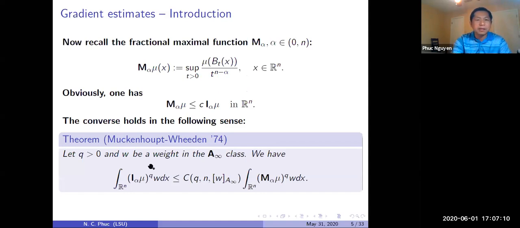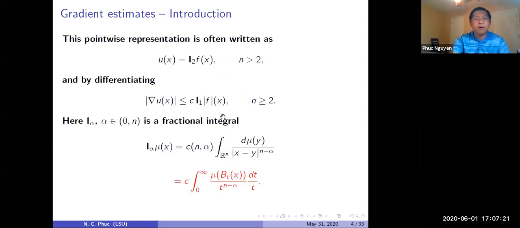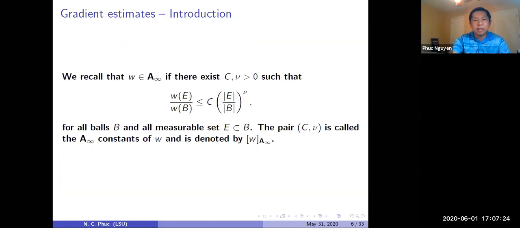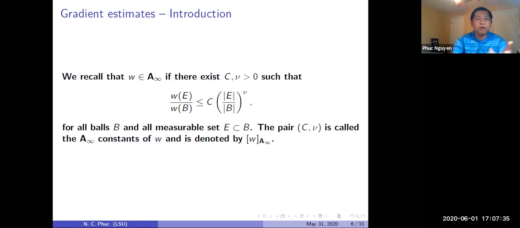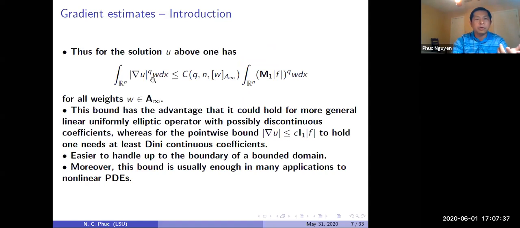So in some sense, if you look at integral norms, then the fractional maximal function and the fractional integrals are all equivalent. Because of that, if you raise both sides to the power q and then multiply by the weight W, you can control the derivative in the LQ norm with respect to the weight W by the fractional maximal function of order 1 in the LQ norm, for any weight in the A infinity class.